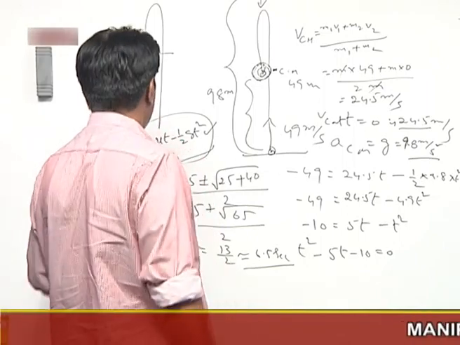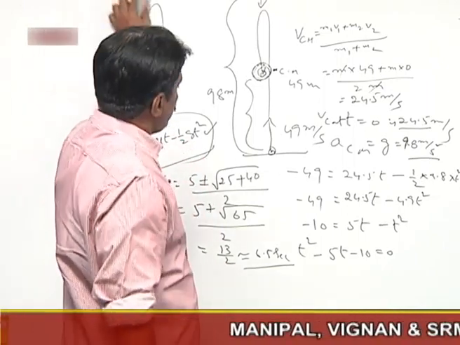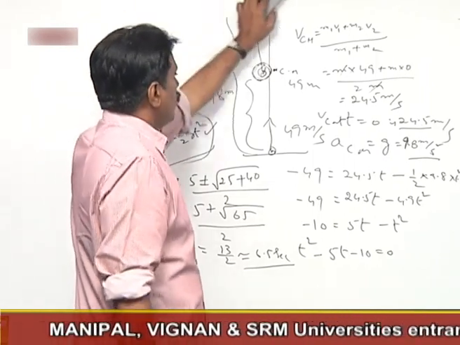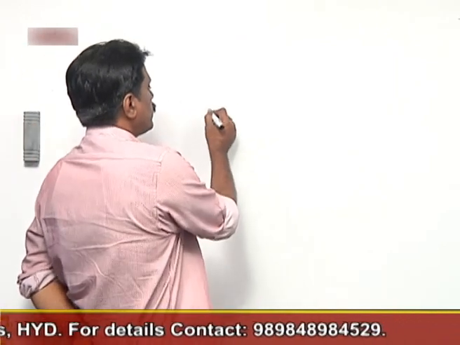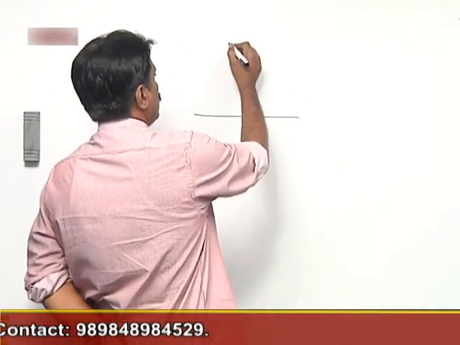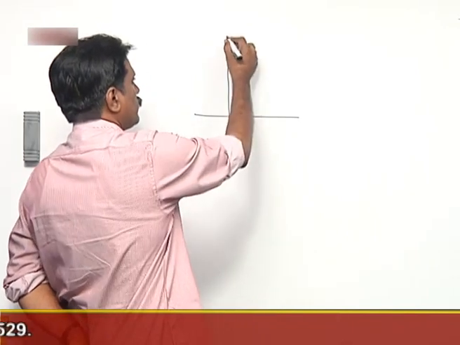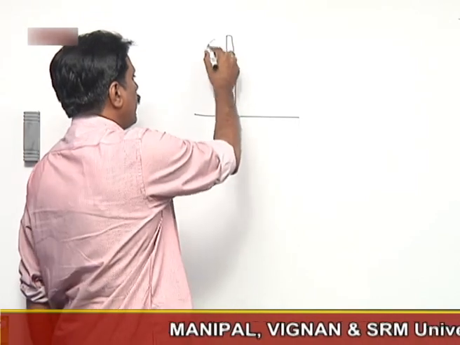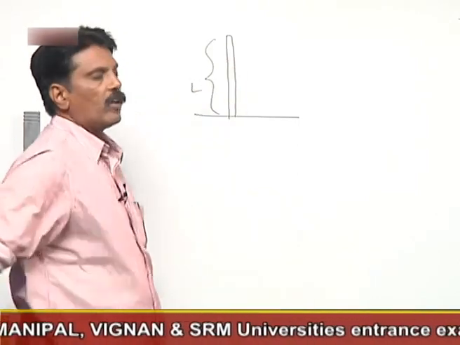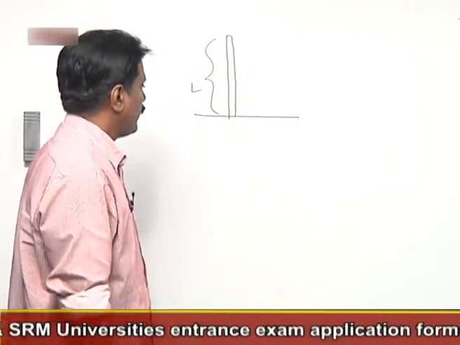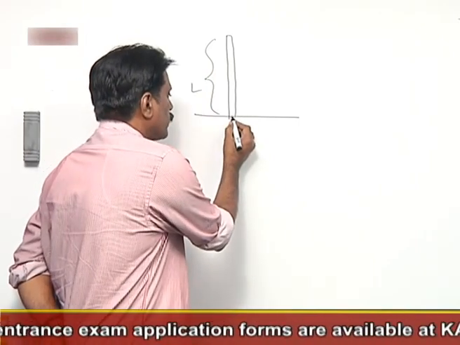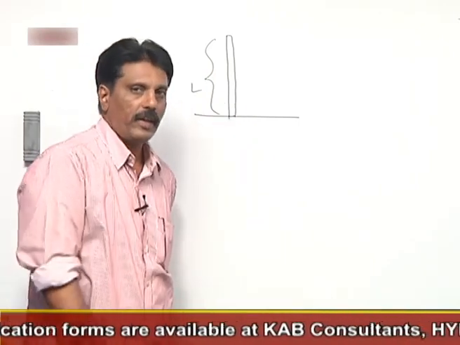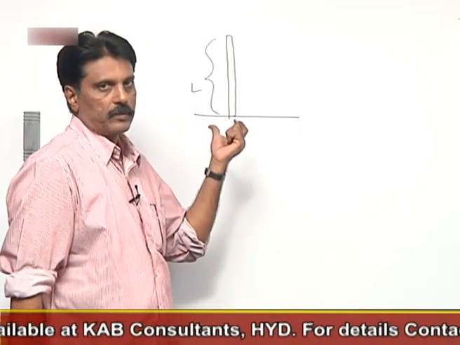Now let us try to do another problem. Suppose there is a metal rod of length L. A metal rod of length L is standing vertically on a smooth ground. Smooth ground means there is no friction on the ground.